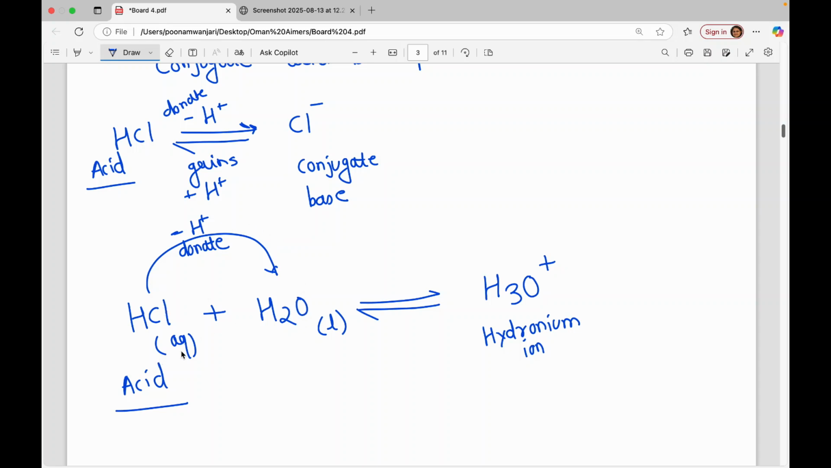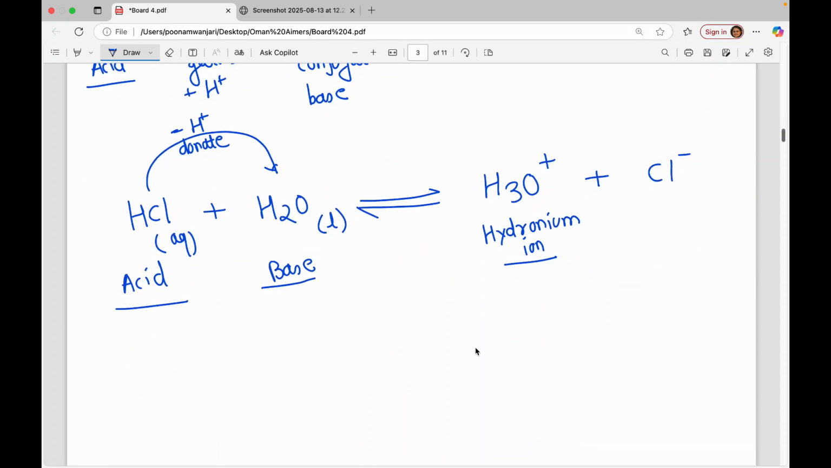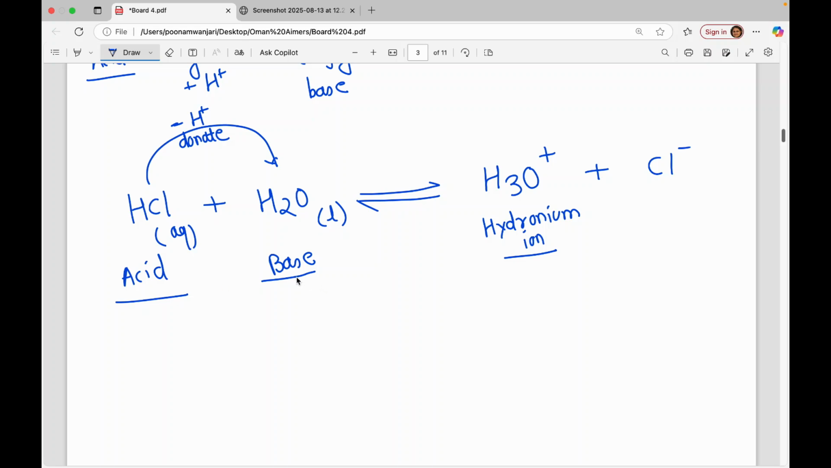Now student, we can see that this HCl is donating a proton to this water molecule. It is donating a proton and that water molecule is accepting that proton, and that's why it is base. That water molecule after gaining that proton becomes hydronium ion. And this HCl, when it lost this H+ to the water molecule, forms chloride ion. Now students, this is the acid and this is base.